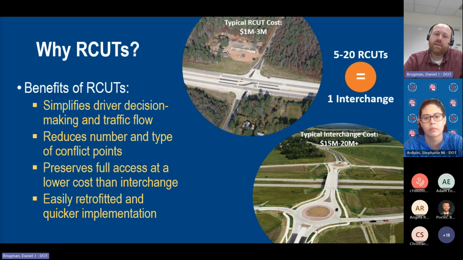WisDOT, like many other public agencies, has very limited resources. And since these are proven to significantly reduce fatal and serious injury crashes, it aligns very well with our Vision Zero, our Zero in Wisconsin philosophy. Depending on how existing pavements and other site conditions are, generally we can build 5 to 20 RCUTs for the price tag of a single interchange.